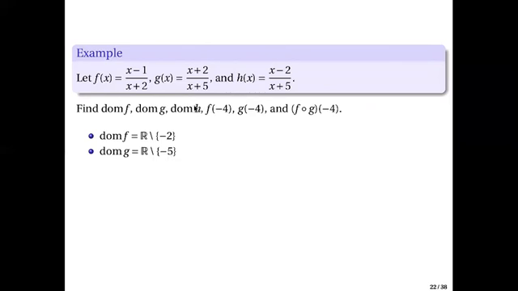And next, the domain of h. This is your function h, and notice the denominator is also x plus 5. So we have the same domain for h as the domain of g. The domain of h is the set of real numbers except negative 5. Question so far?